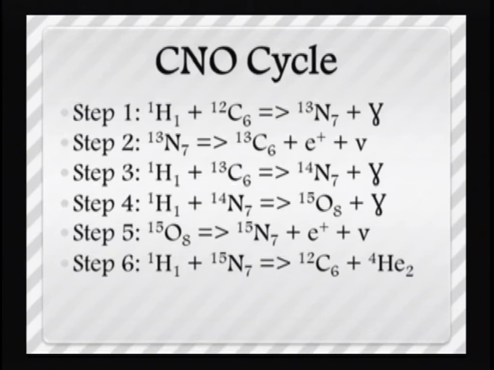Step 4, take a hydrogen proton, add nitrogen 7 to it, and you're going to form now oxygen. Okay, hence the name, guys, carbon, nitrogen, and oxygen. So you knew we had to have some oxygen eventually getting in there. And so I form oxygen 15. Most of the oxygen that we see out there is oxygen 16. Has 8 protons and 8 neutrons. This has one less neutron.